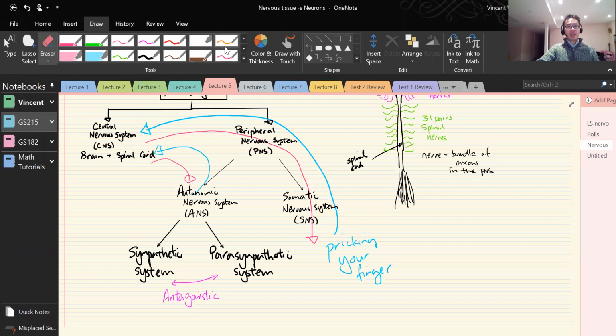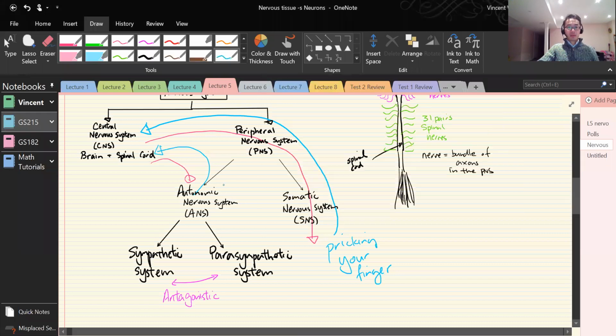Okay, so this would be like I said, let's just put another example, like kidney stones or something. So that stretches the kidney, and then you have a receptor for pain, and then that will be processed through the ANS. Does that make sense? I hope so. I hope so.